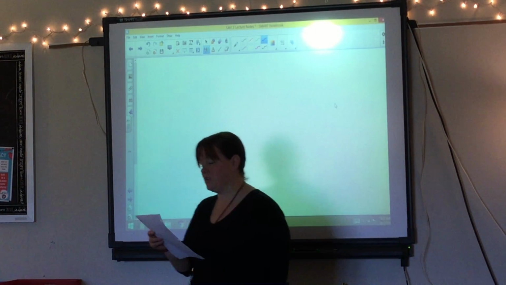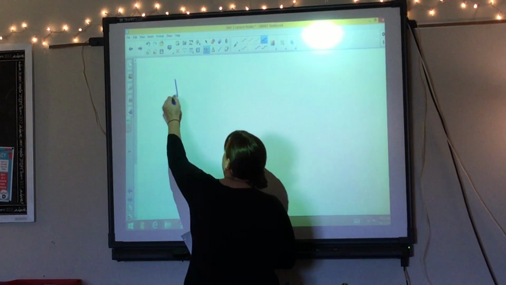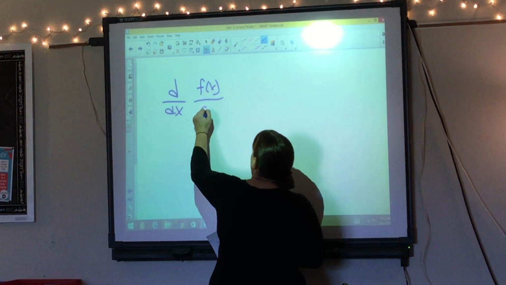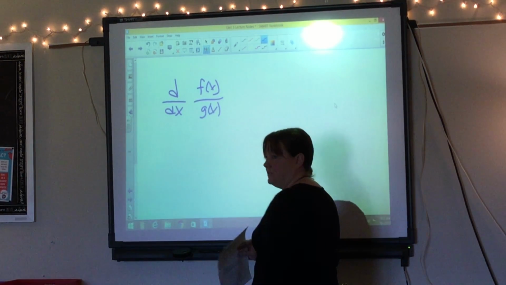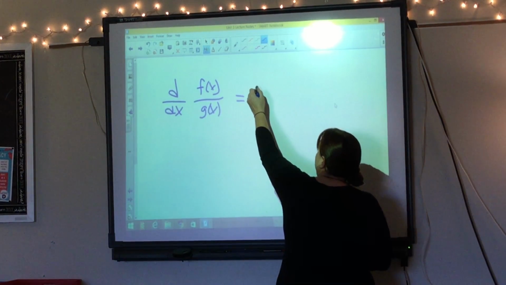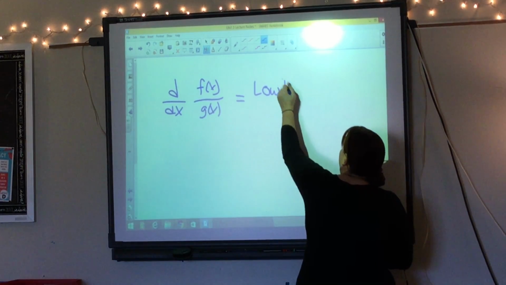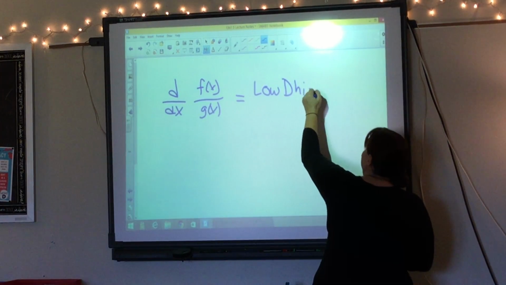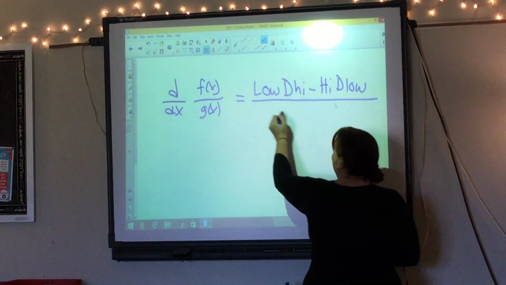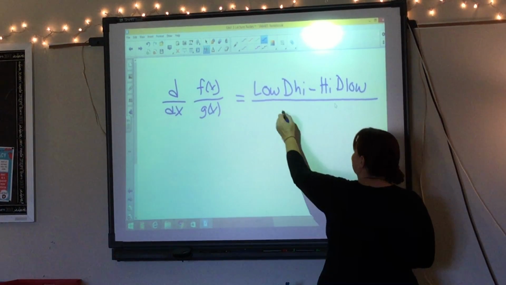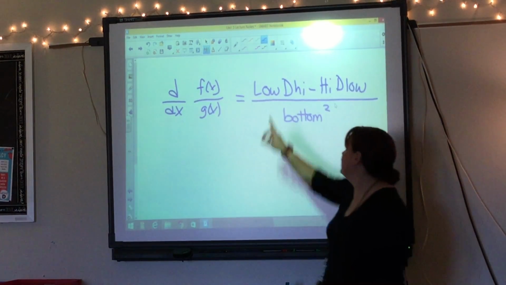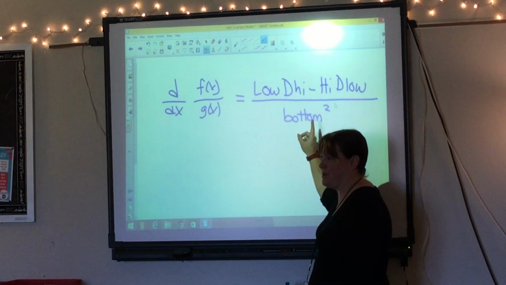I'll tell you my little mnemonic first. If you have the derivative of f of x over g of x, and we want to find that, this equals, this is my mnemonic: low d high minus high d low, square the bottom, and away we go. So low d high minus high d low, square the bottom, and away we go.